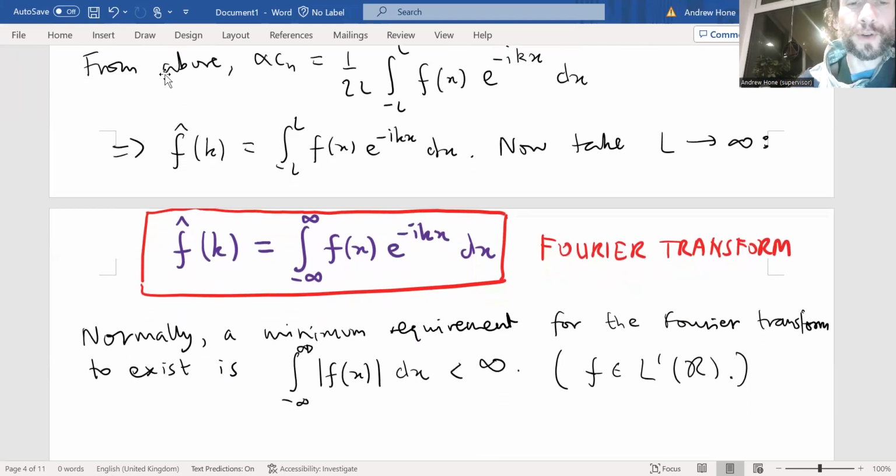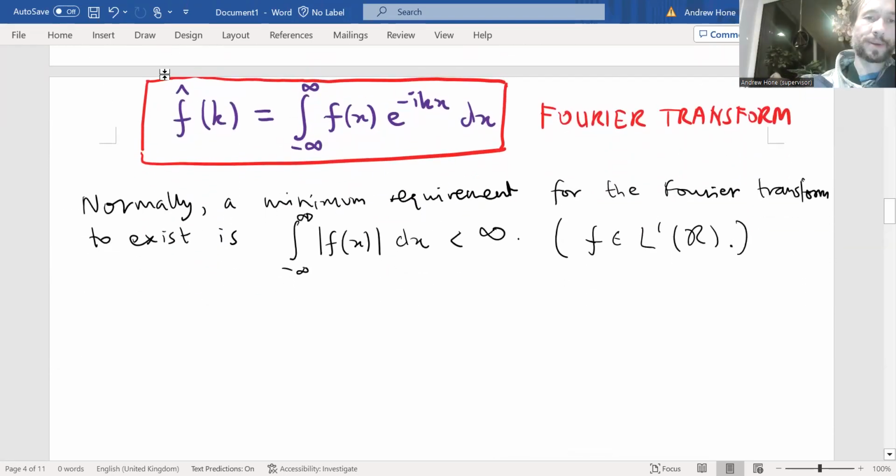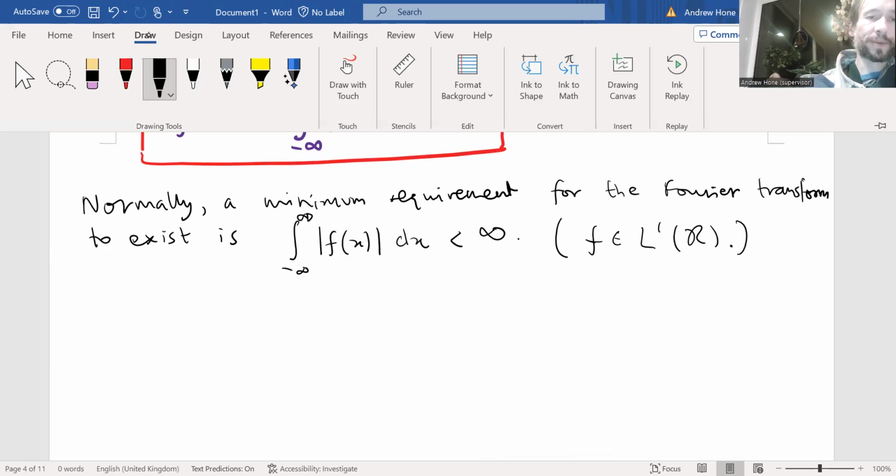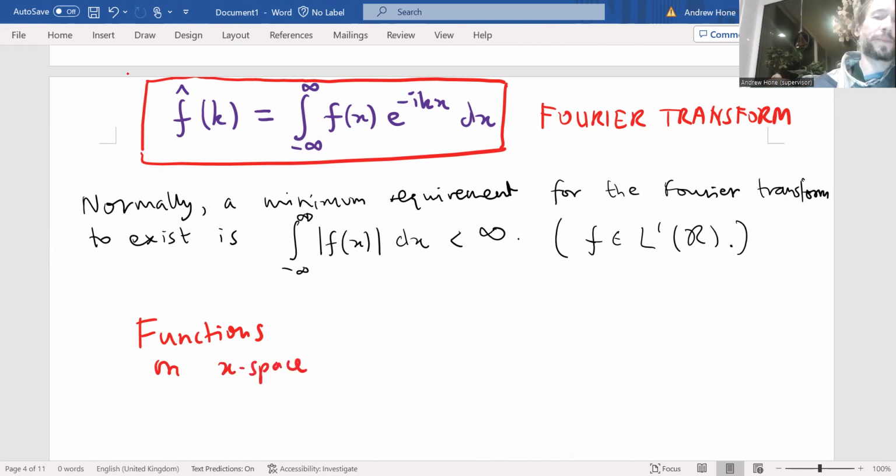But just to finish off, to get a picture of what we're doing, we start with functions on X space, and then we do what's called the Fourier transform.